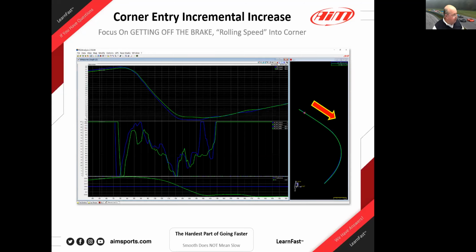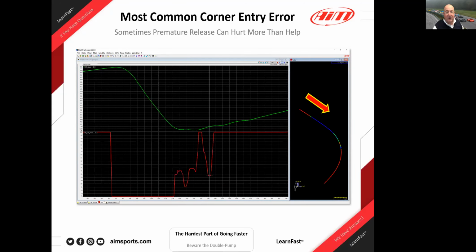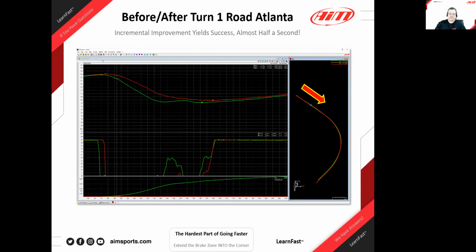The last, pretty much the last slide we have here, I believe, is, there you go. There we go. So this is before and after turn one at Road Atlanta. Turn one at Road Atlanta is tough because you can't see where you're going, and you're going really fast, and you better make the right decisions or you're going to run out of road.